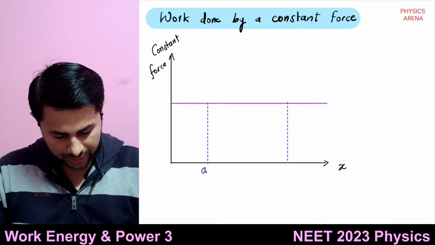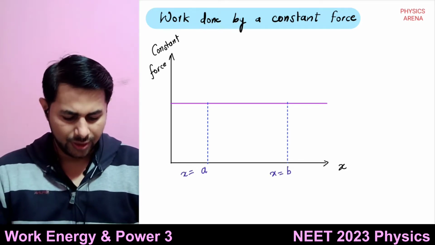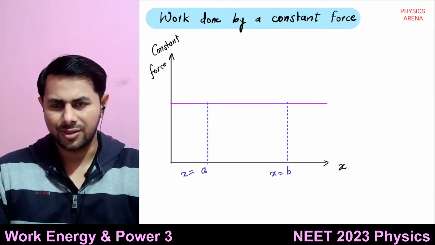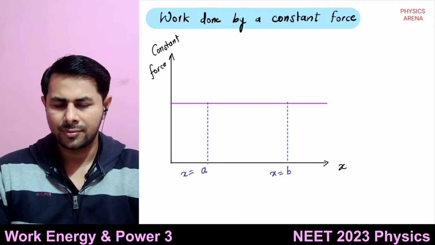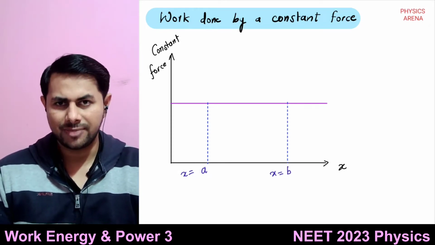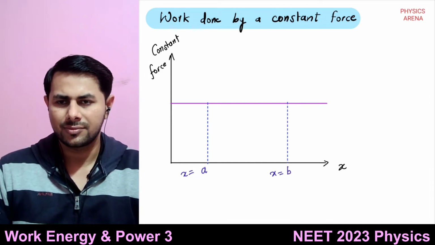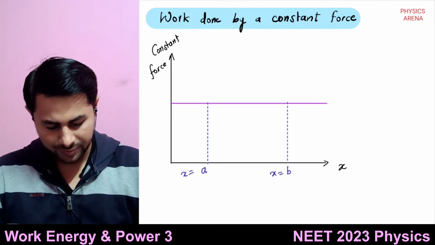So this is my x equals A. This is my x equals B. What will be the work done by this force? We are considering a one-dimensional force only. It is just force multiplied by displacement, right? If the force and displacement are in the same direction, the work done is force into displacement, right?